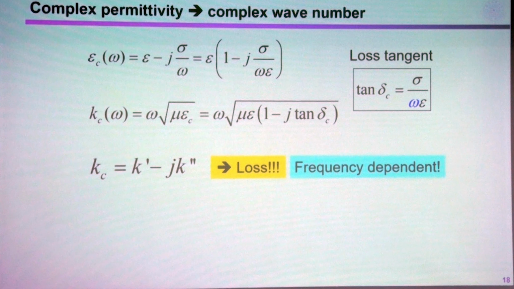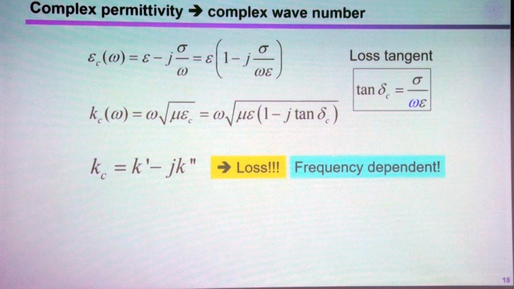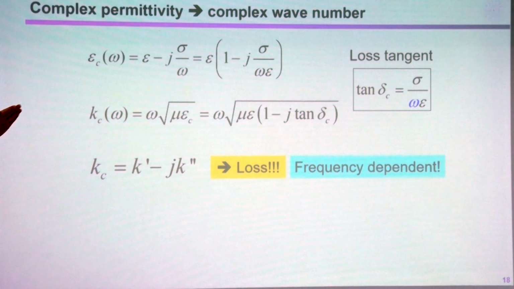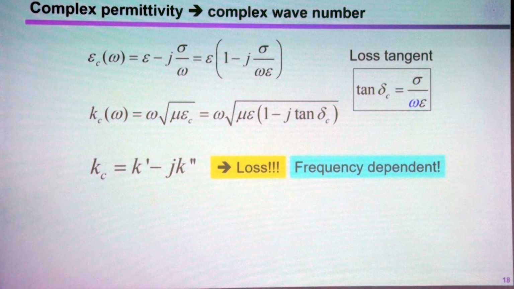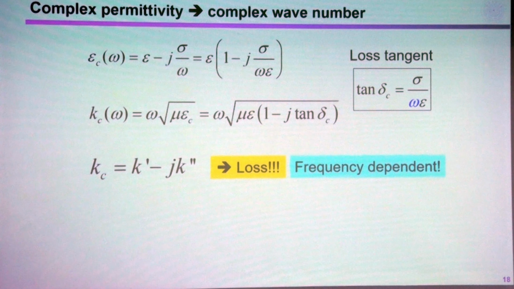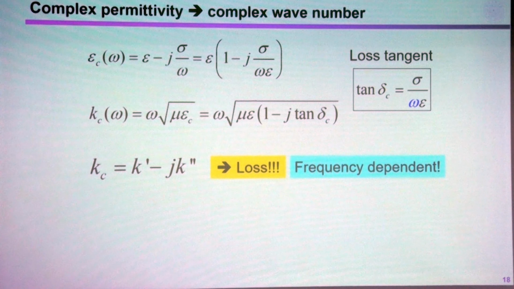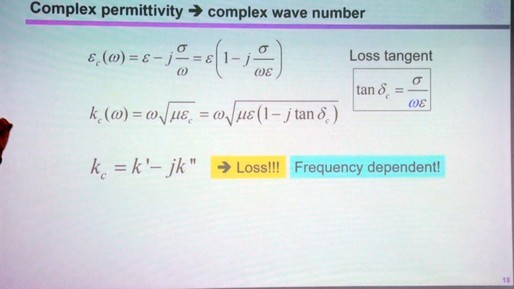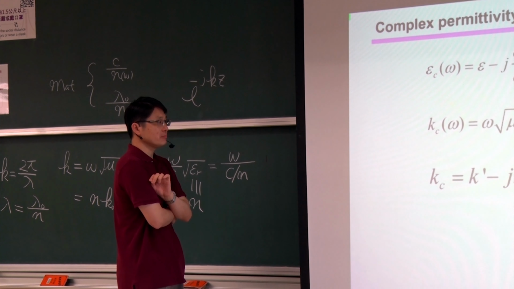So as your wave propagates in this conductive material, its amplitude decays exponentially. Right? So that is loss. Once your epsilon is complex, the imaginary part gives rise to loss. Okay?